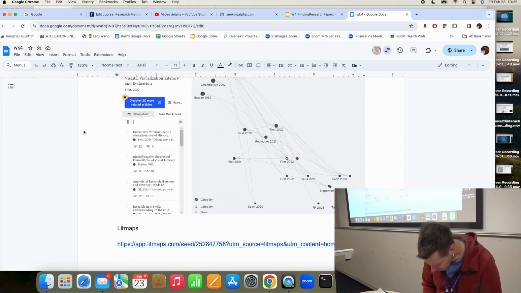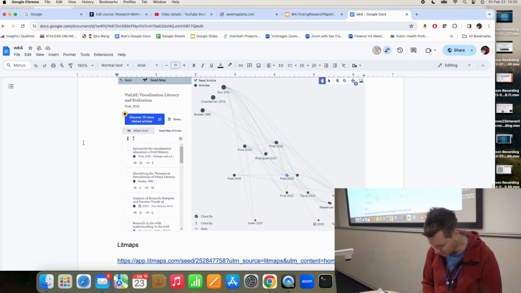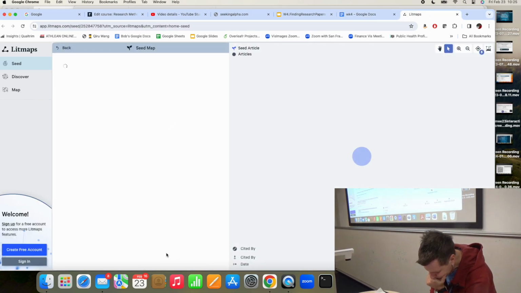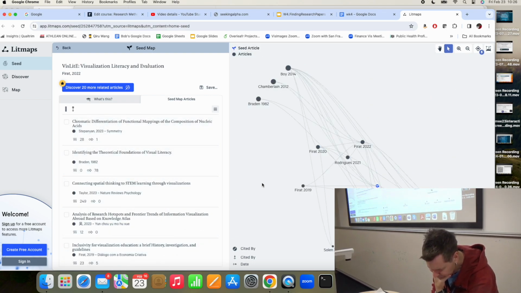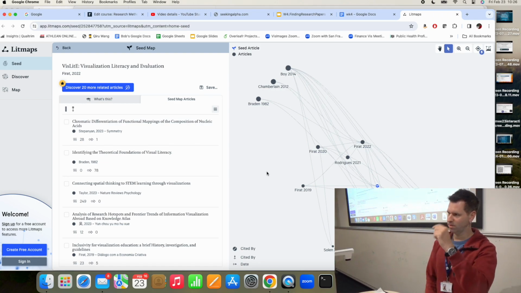Lit maps. Okay. I can see it looks like lit maps focuses on the cited by default, as opposed to the back-facing references too. Can I include the back-facing references? Seed map articles. Does anybody know if that's possible? I don't know. I don't see a user option for that. But it would be nice to show the articles that it's citing in addition to the articles that it's being cited by.